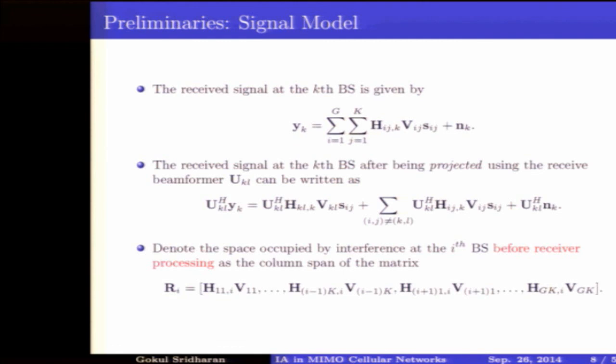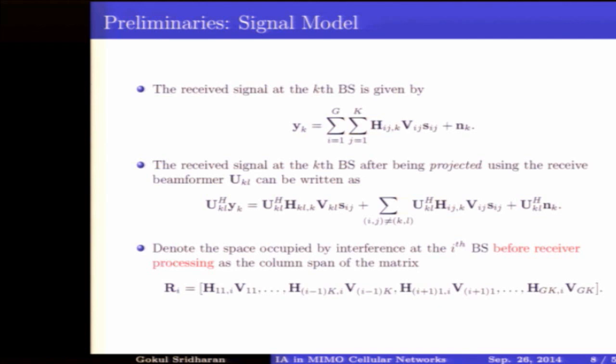So the signal model that emerges is something that I'm sure you have all seen before. So this is the received signal at the base station. I want you to think of the signal model in the uplink. The base station projects it using the receive beamformer corresponding to that particular user, let's say it's U_kl here. So it projects it, and then it tries to estimate what the transmit symbol was from this particular projected signal.